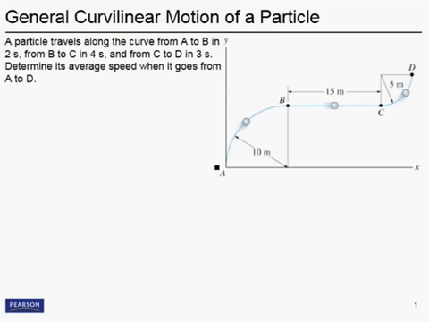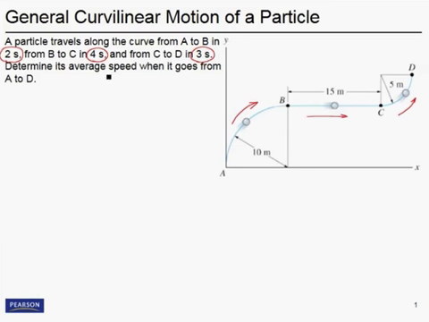This problem asks us to consider general curvilinear motion of a particle. We've got a particle traveling from A to B to C to D, and we know something about the geometry of those path segments that the particle is going to travel along. We also know something about the time it takes to travel along that path. From A to B we have 2 seconds, B to C is 4 seconds, C to D is 3 seconds. And our goal here is to determine the average speed when this particle travels from A to D.